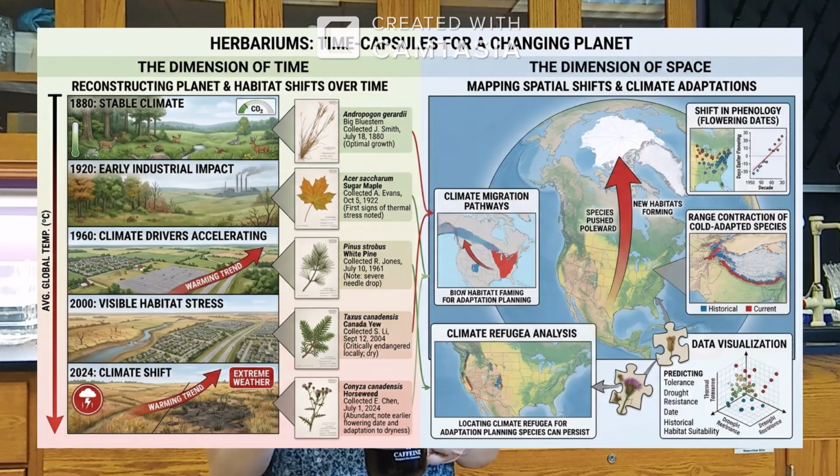Because researchers can search herbarium records to determine where plants are starting to decline and where they're reappearing, and which habitats they prefer. In some cases, herbarium specimens may represent populations that are no longer functioning in the wild.